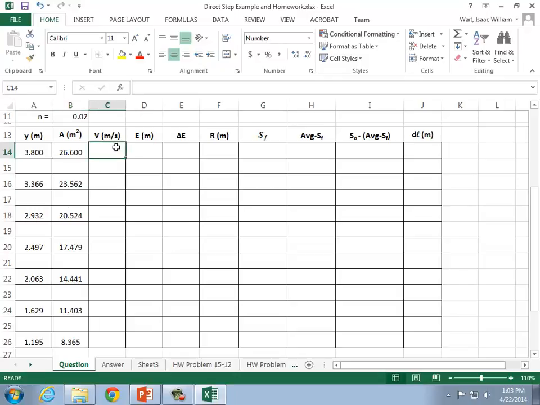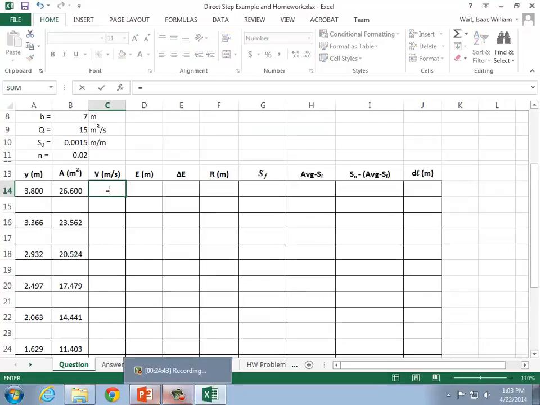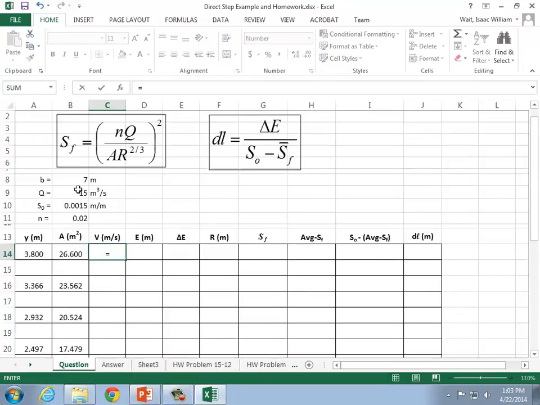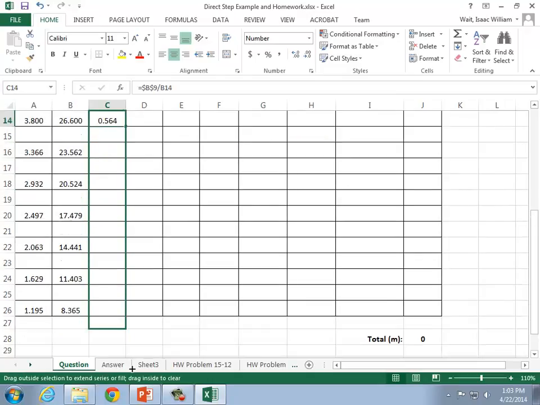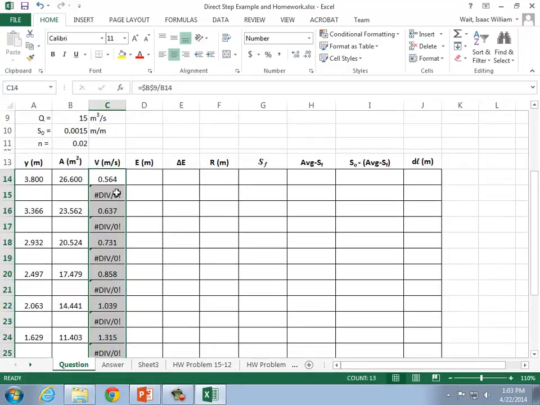Okay, the velocity is going to be, again, for each of the segments, not for the midpoints yet. We'll get to the midpoints in a little bit. But for the velocity, it's simply going to be the flow rate, Q, and again, anchoring that, you can press F4 to anchor it, divided by the area, and then drag that through, and delete the locations where it says divided by 0. We don't need to see that.